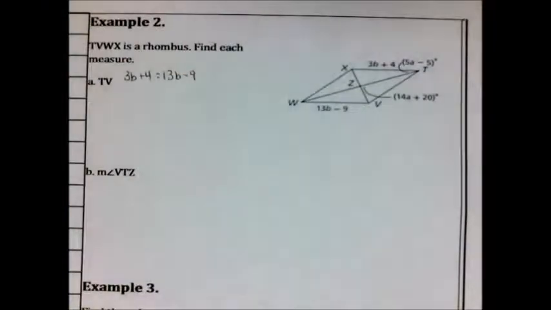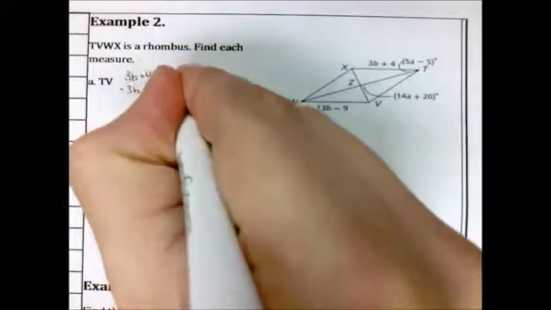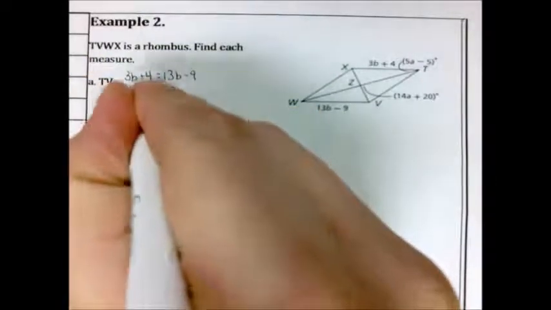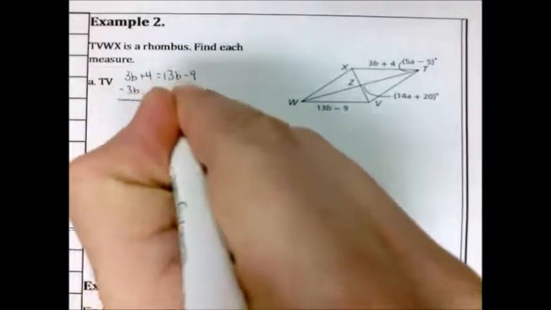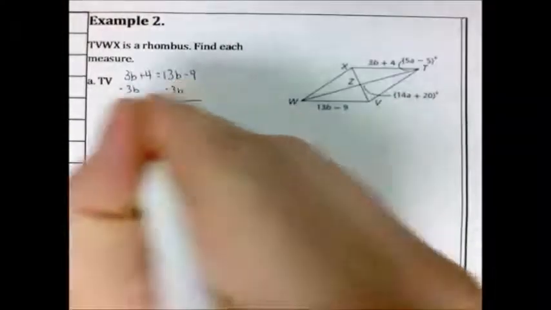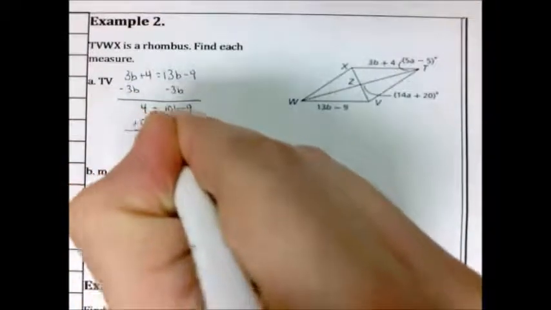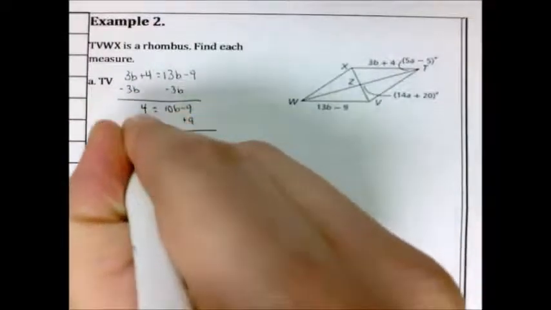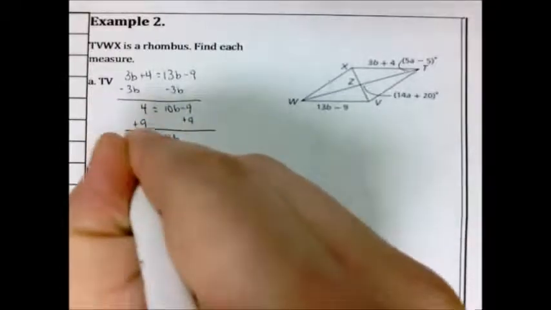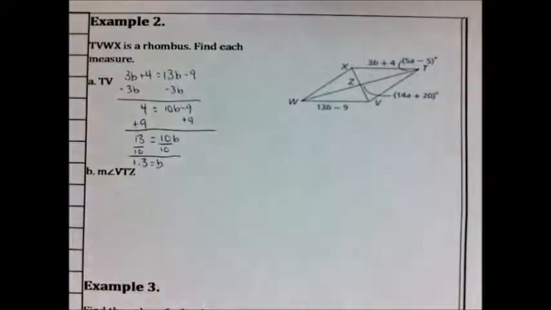Okay, this is just algebra now. We're trying to get our b's by itself, so subtract 3b from both sides. We get 4 is equal to 10b minus 9. Add 9 to both sides. 13 then is equal to 10b, and finally divide by 10, and we'll see that we get 1.3 is equal to b. 1.3 is equal to b.